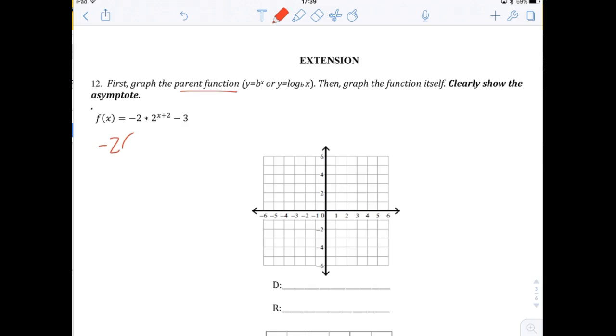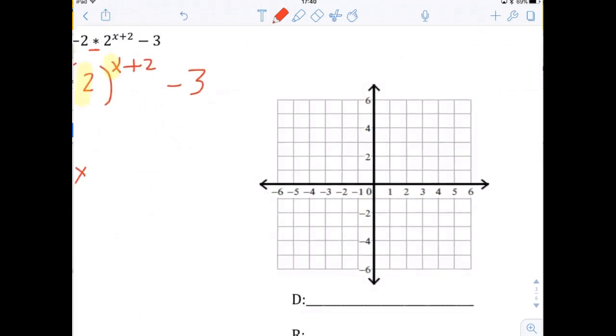First of all, you might see this in this format instead of with this star here. You might see multiplication with parentheses. Basically, here the parent function can be identified by this base. And so if I was to write the parent function by itself, I would write y equals 2 to the x. So let's graph the parent function first and then show how to graph this function using transformations.